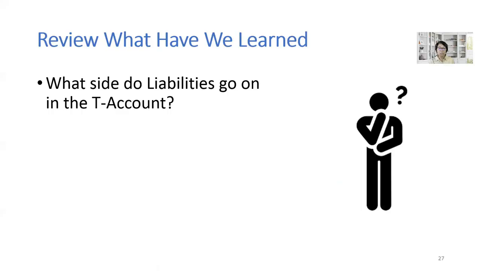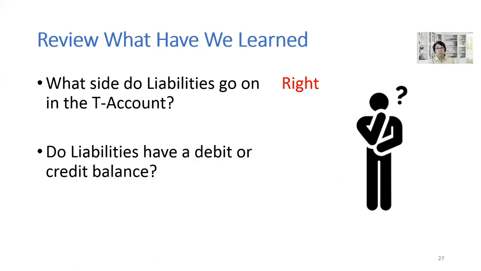So what side do liabilities go on in the T account? Right, because liabilities have a credit balance and credit means right. Do liabilities have a debit or credit balance? Whoop, I just said it. They have a credit balance because liabilities are on the right side of the equation. Credit means right.